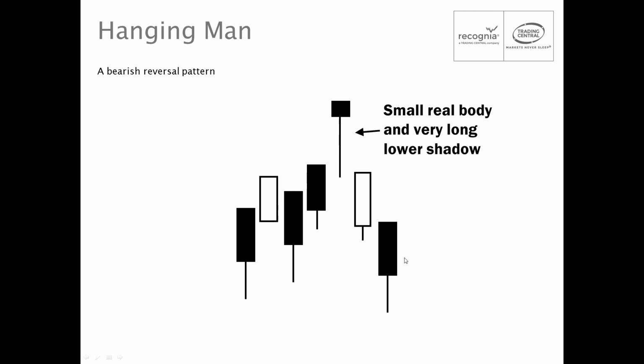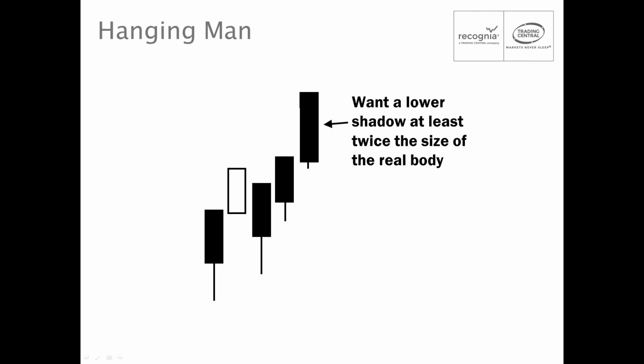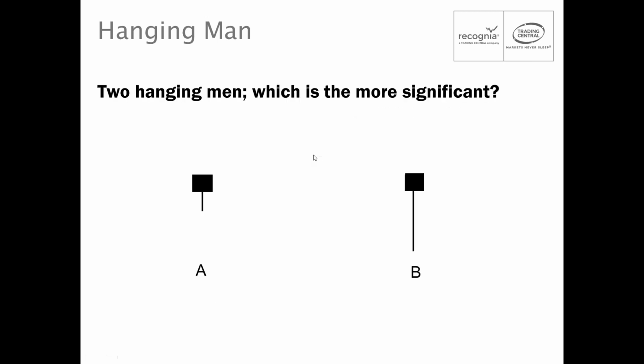This suggests to us the price is going to decline. Now, for a good hanging man, you want to have a shadow, or the wick that hangs down, at least twice the size of the real body. So this is not a good example of a hanging man because the shadow is too small compared to the size of the real body. Now, a hanging man can have either a white real body or a black real body. It doesn't matter. They're both equally applicable.